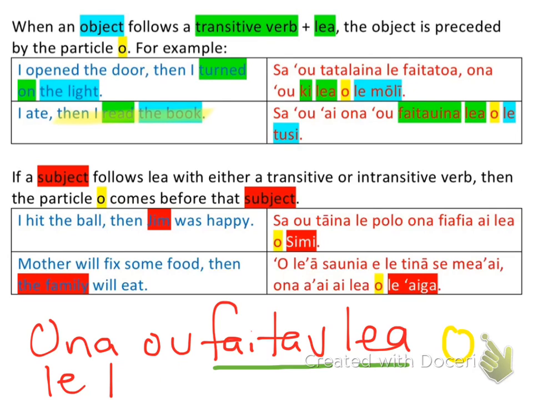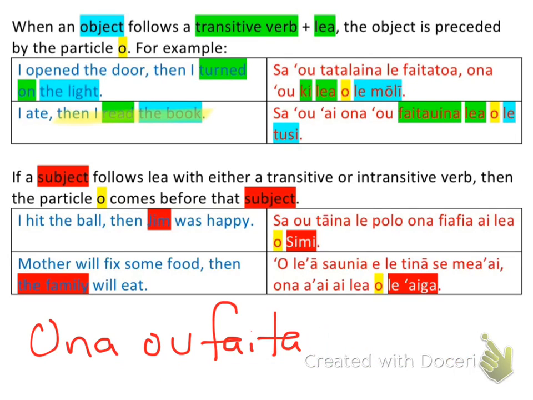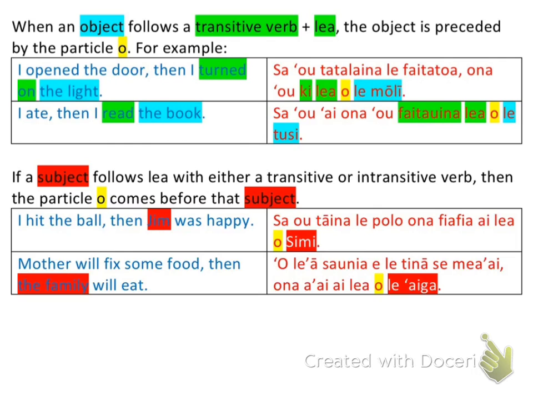All I'm saying in this very top part of this slide is you do everything the same, except when you have a transitive verb, something that transfers its action to an object, then you precede that object with an o. Or you can just think of it as if I have an object and I have a then statement, then I'll do everything the same, and then what comes after the lea is the particle o and then my object. Whichever way you need to think about it, that's the way.